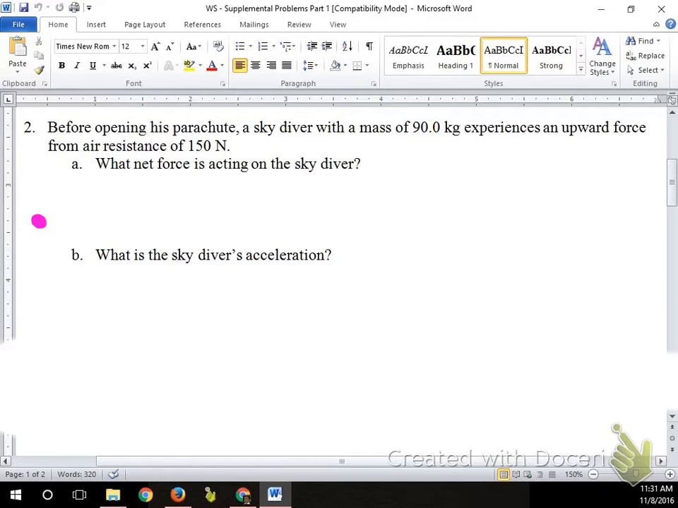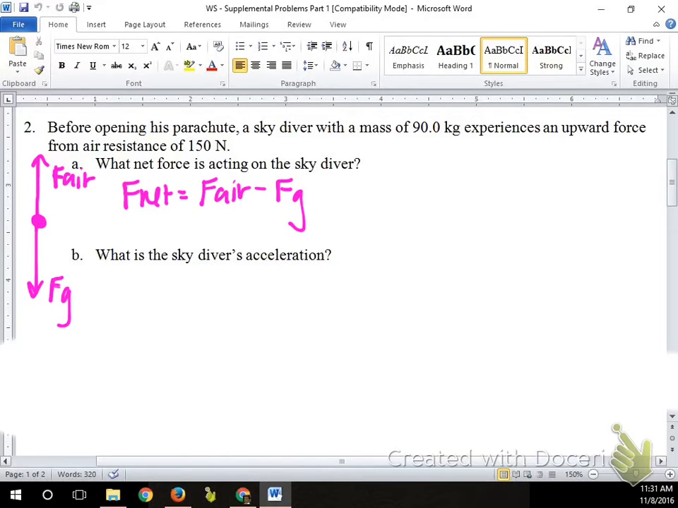How many forces do we have acting on this guy? 2. Good. Gravity is one of them. Air resistance is the other. It doesn't say anything about him moving side to side, so we're going to assume that he's just falling straight down. So when we set up our net force equation, we're just going to take upward forces minus downward forces.